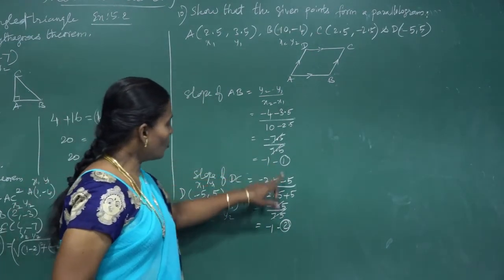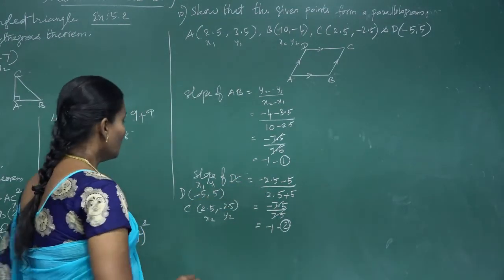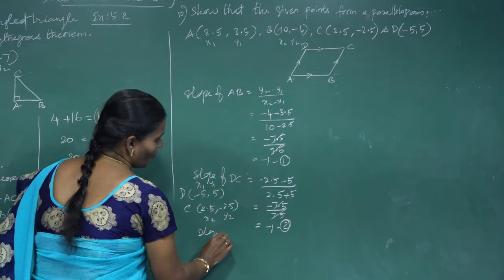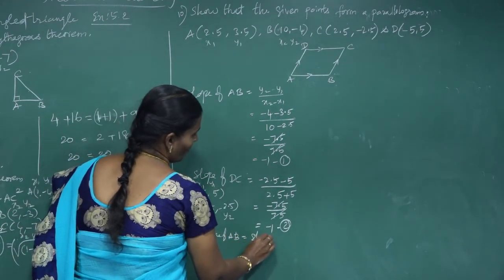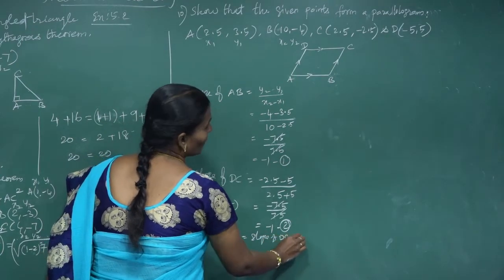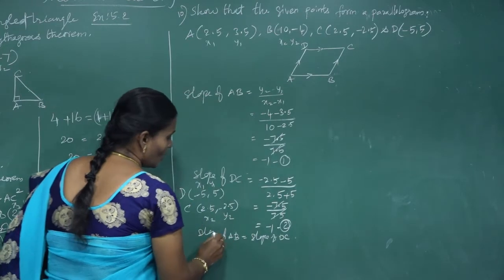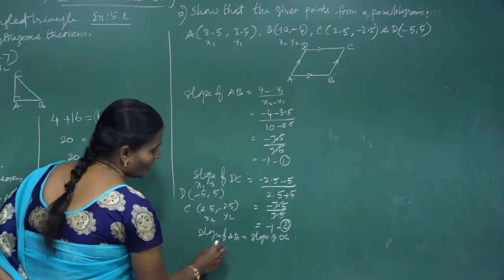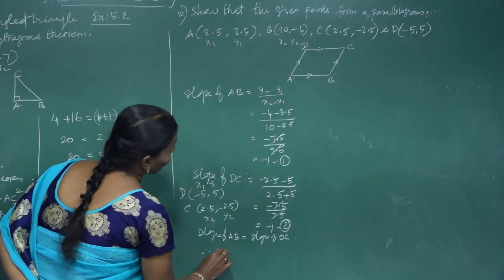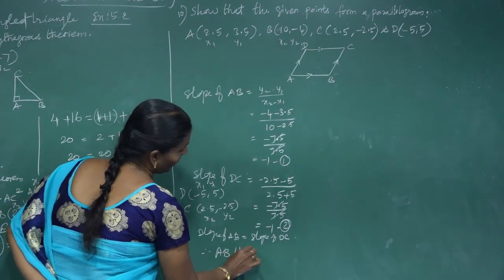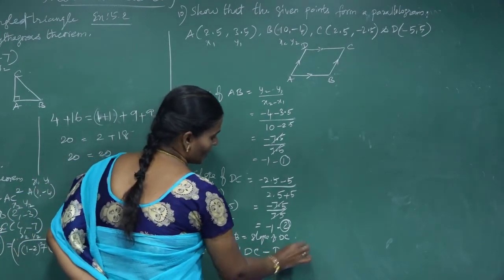Now you compare these two equations, both slopes are equal. So what is that? Slope of AB is equal to slope of DC. See, AB and DC are opposite sides, isn't it? So if our slopes are equal, it means the two are parallel. Therefore, AB is parallel to DC. You consider this the first result.